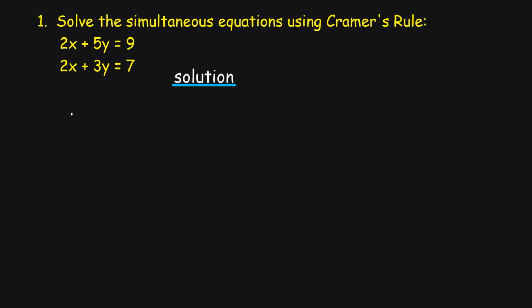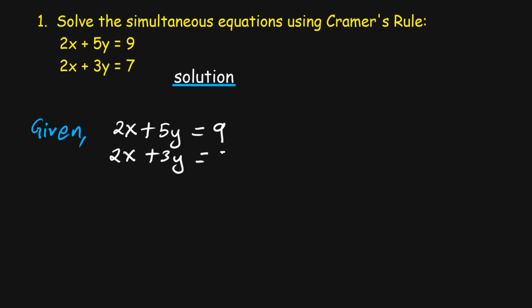Problem 1. Solve the simultaneous equations using Cramer's rule: 2x plus 5y equals 9 and 2x plus 3y equals 7. So, you are given 2x plus 5y equals 9 and 2x plus 3y equals 7, and we are required to determine the value of x and the value of y using Cramer's rule.